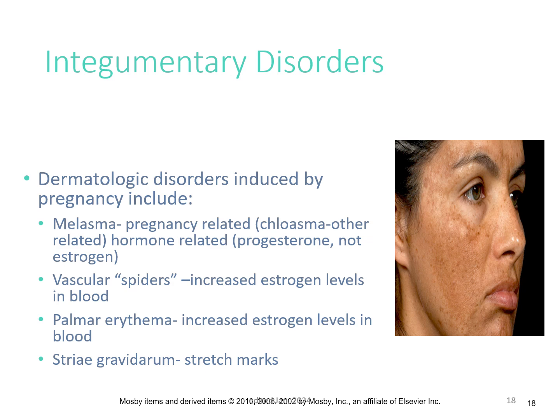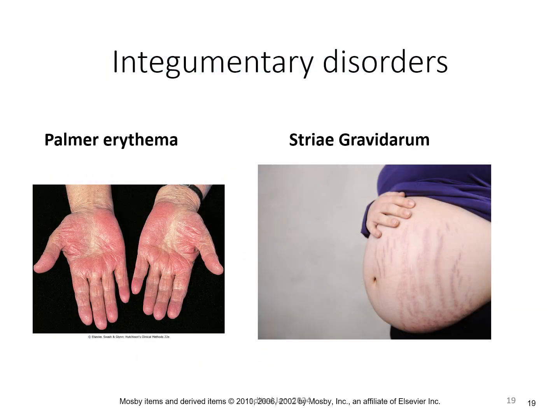Vascular spiders are areas of redness on the skin that are from increased estrogen levels in the blood. Palmar erythema, and I've got a picture of that on the next slide, is red palms. Again, increased estrogen levels in the blood during pregnancy. And then back to the striae gravidarum or stretch marks again, things that we see during pregnancy. So here's a picture of a patient with some really bad stretch marks there on the right. And then on the left, palmar erythema from increased estrogen in the blood.